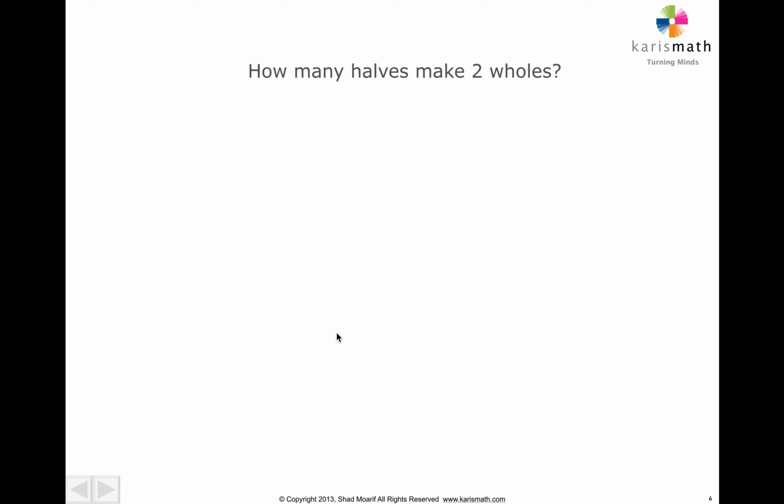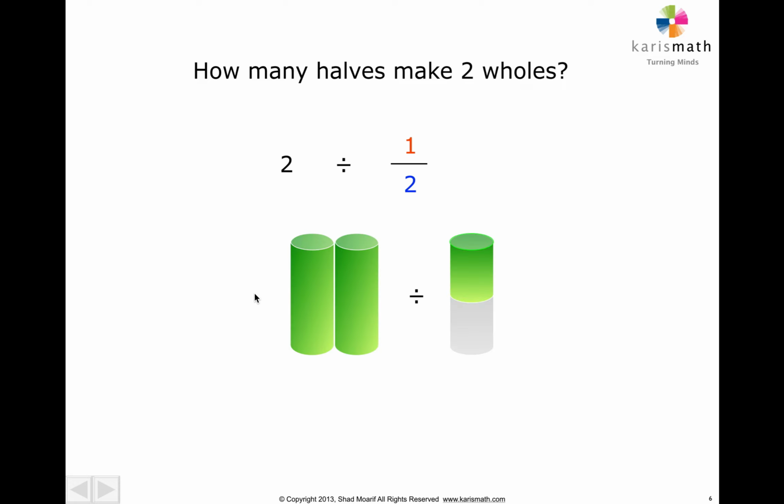This is a simple example of a large quantity divided by a small quantity. How many halves make 2 wholes? So you've got 2 wholes. How many halves fit into 2? They're the 2 things, and how many of these fit into that? Well, that's easy: 1, 2, 3, 4. And that's your answer. If you flip it and then multiply it, you'll get this answer, 4.